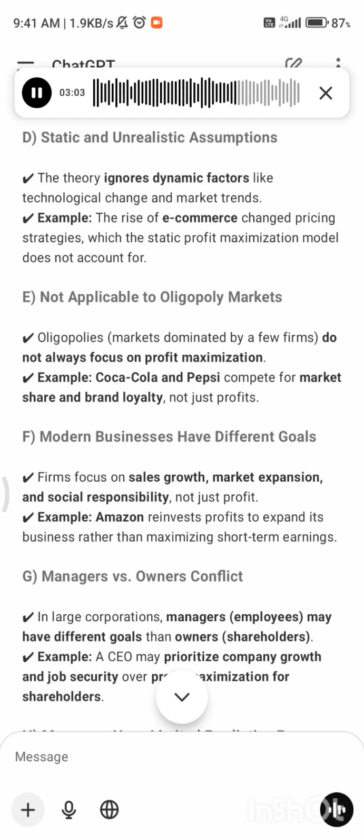F. Modern businesses have different goals. Firms focus on sales growth, market expansion, and social responsibility, not just profit. Example: Amazon reinvests profits to expand its business rather than maximizing short-term earnings.